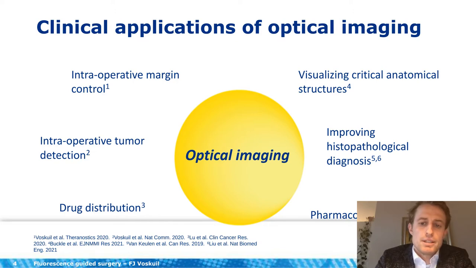You can label your drug of interest and microdose it to the patient, and then you can investigate the actual location in the target tissue. We can improve the histopathological diagnosis, so the pathologist can use it as well. And during surgery, we can visualize some critical anatomical structures like the large veins or nerves, etc. My interest is mainly focused on the intraoperative margin control and tumor detection, for which I will continue my talk.